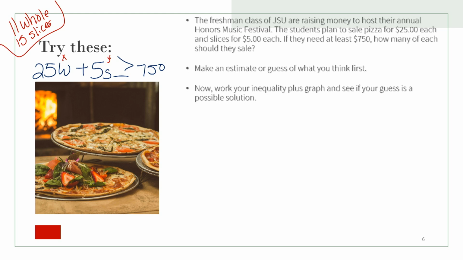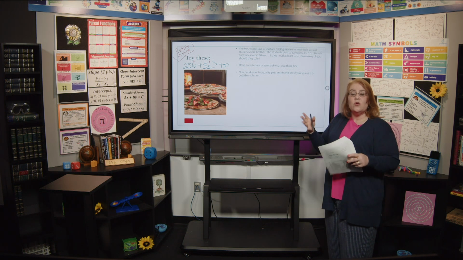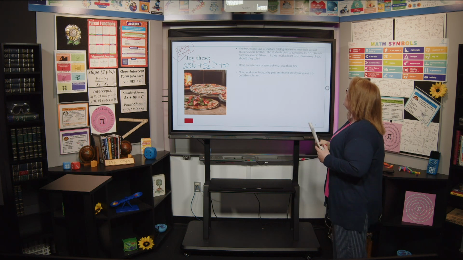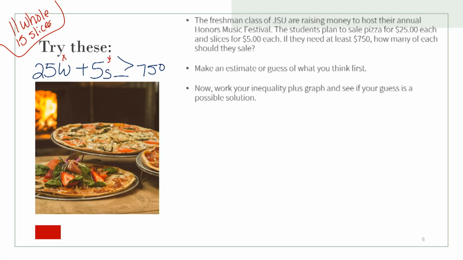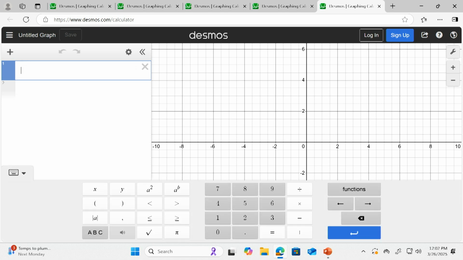So you put your guess down and kind of make a game of it with you and your table partner, see who gets the best guess. So let's go ahead and look. Now work your inequality plus graph and see if your guess is part of it. What I'm going to do is I'm going to plug this into my Desmos. I'm going to see what my Desmos can show me. So like we said, we can't put anything but X and Y, so I'm going to plug that in.